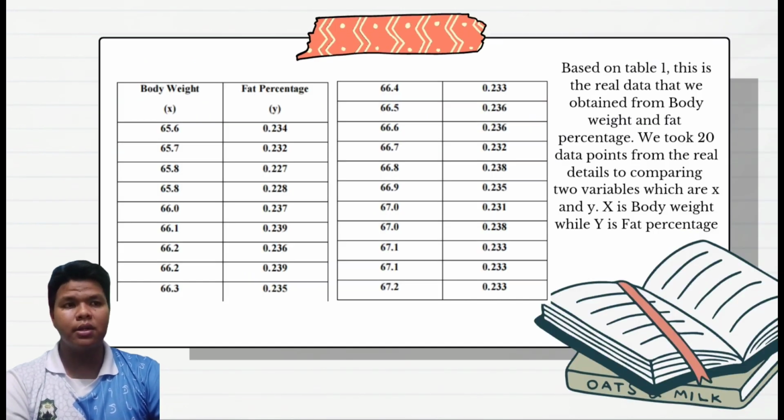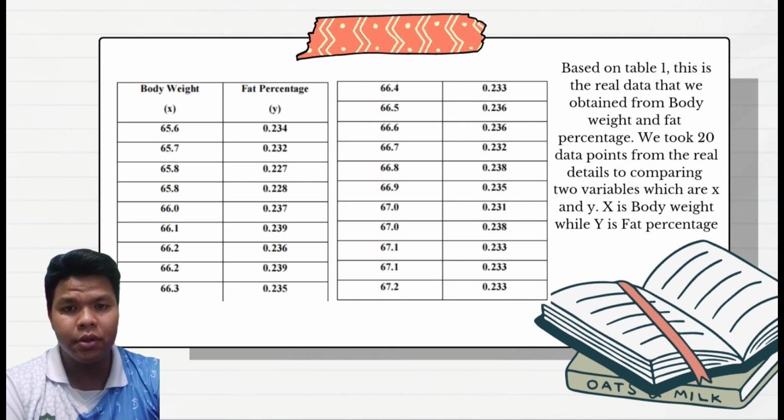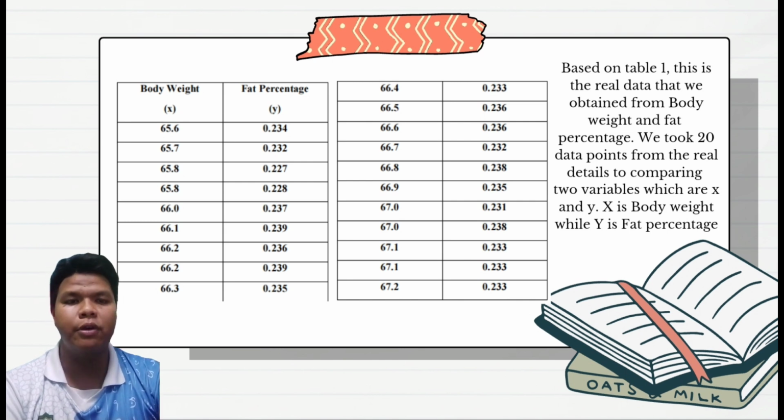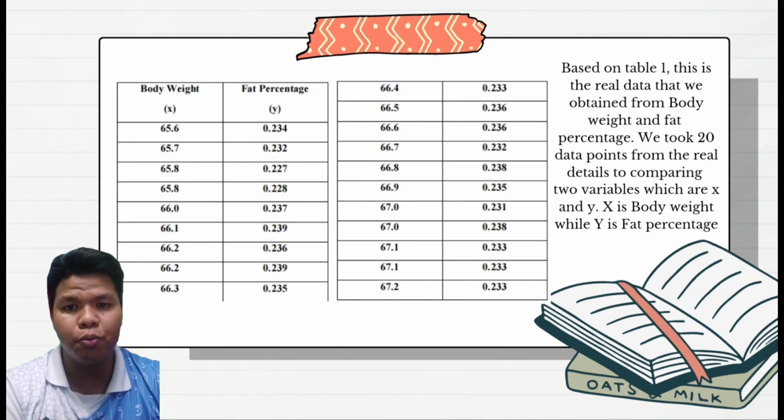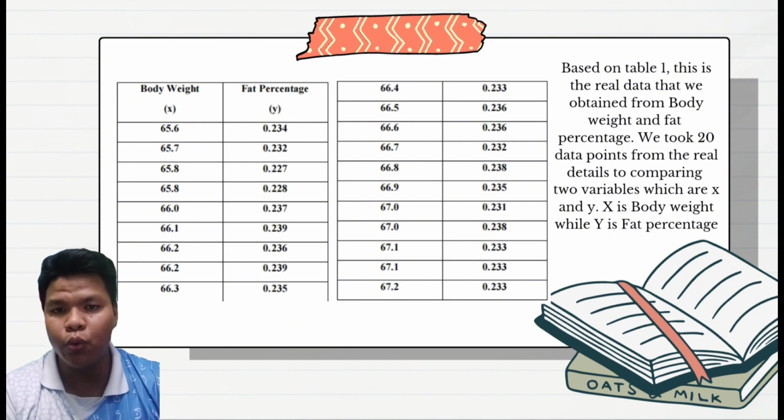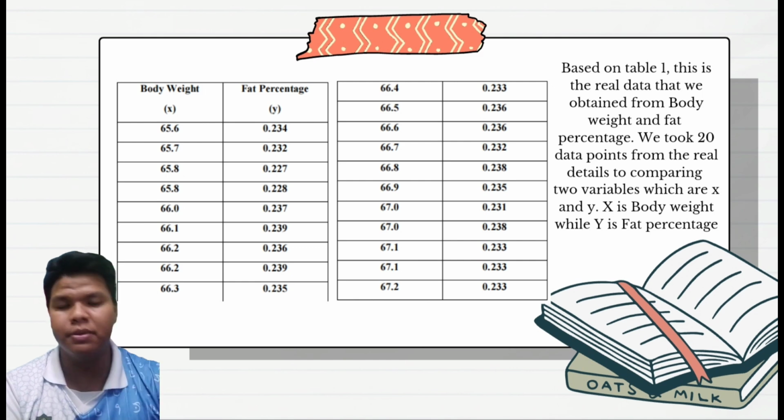Based on table 1, this is the real data that we obtained for body weight and fat percentage. We took 20 data points from the real data to compare the variables x and y. The x is body weight while y is the fat percentage.